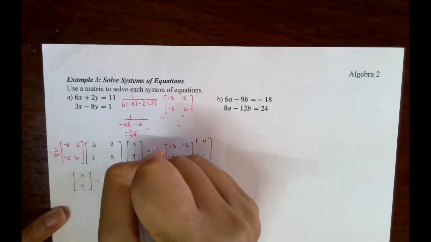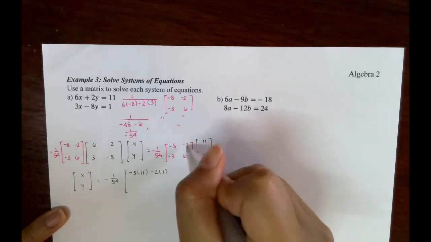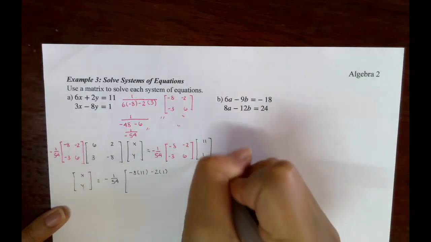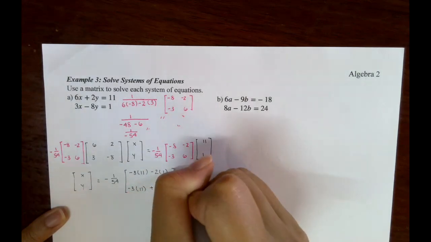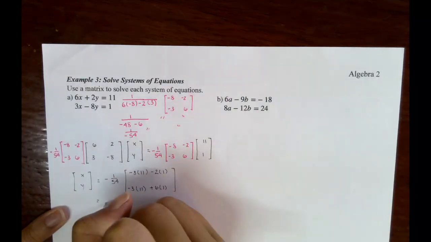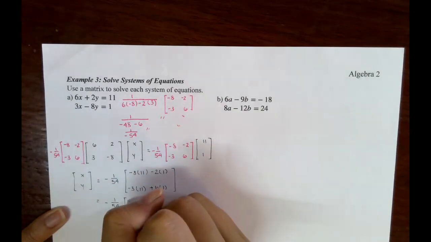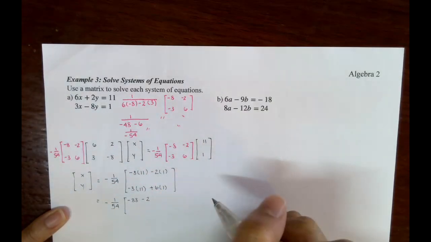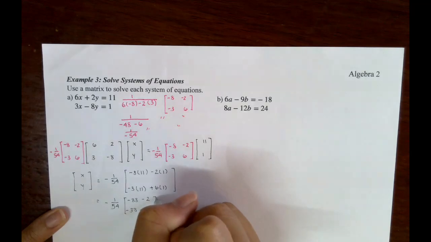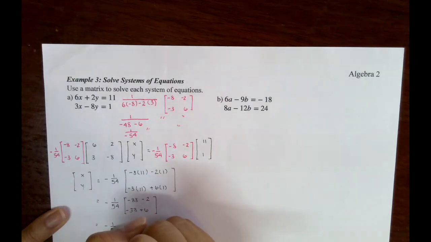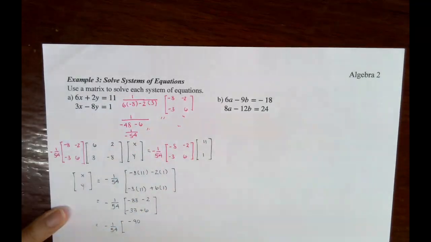So negative 8 times 11 minus 2 times 1. Negative 8, 11, negative 2, 1. Okay. Then this row and the column, so negative 3 times 11 plus 6 times 1. Okay. So leaving my scalar still up in front. Negative 8 times 11 is negative 88. Negative 2 times 1 is negative 2. Negative 3 times 11 is negative 33. And 6 times 1 is 6. Okay. Negative 88 minus 2 is negative 90.